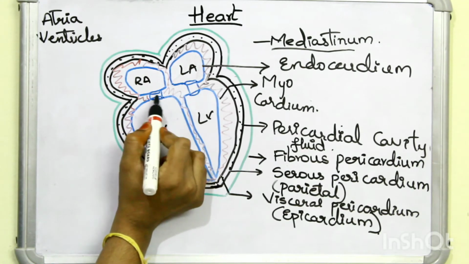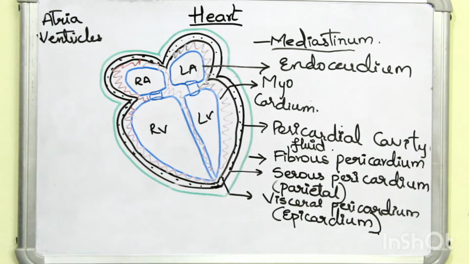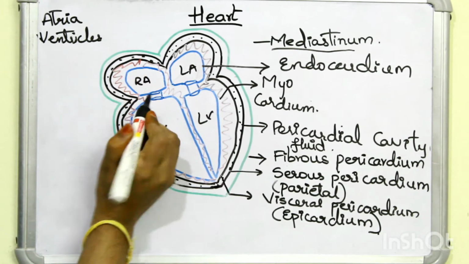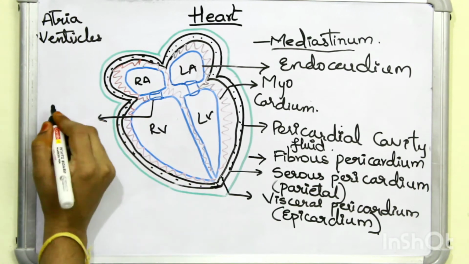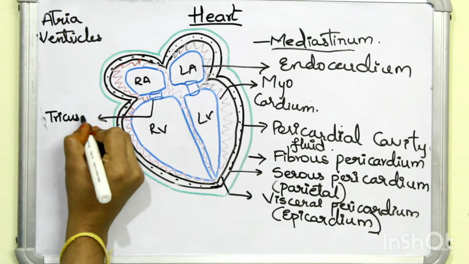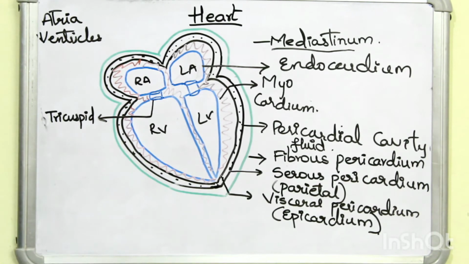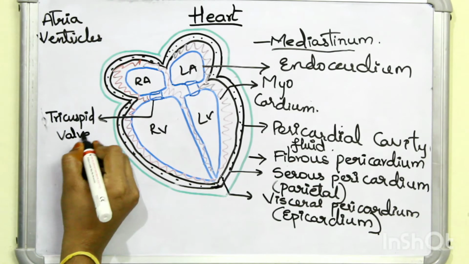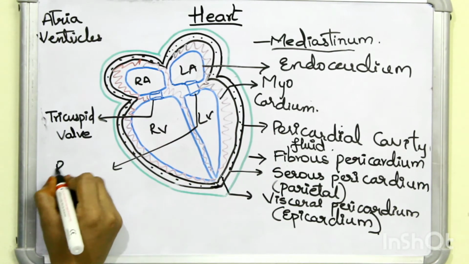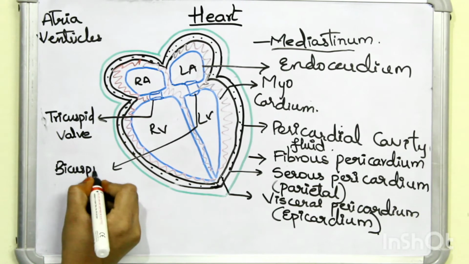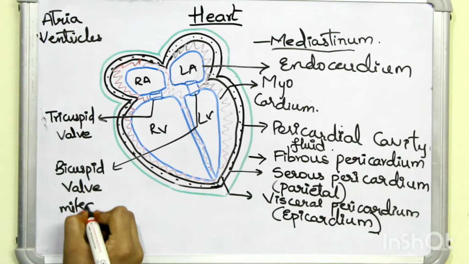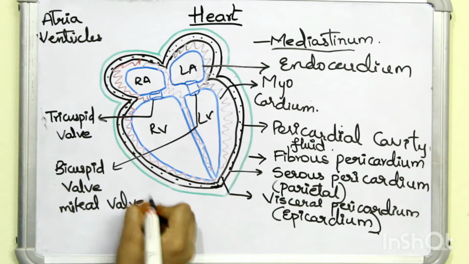There is an opening in between the atria and ventricle. These are termed as valves. On the right side, the valve which is present is the tricuspid valve. Okay. And on the left side, the valve present is the bicuspid valve. It is also known as the mitral valve based on its structure.